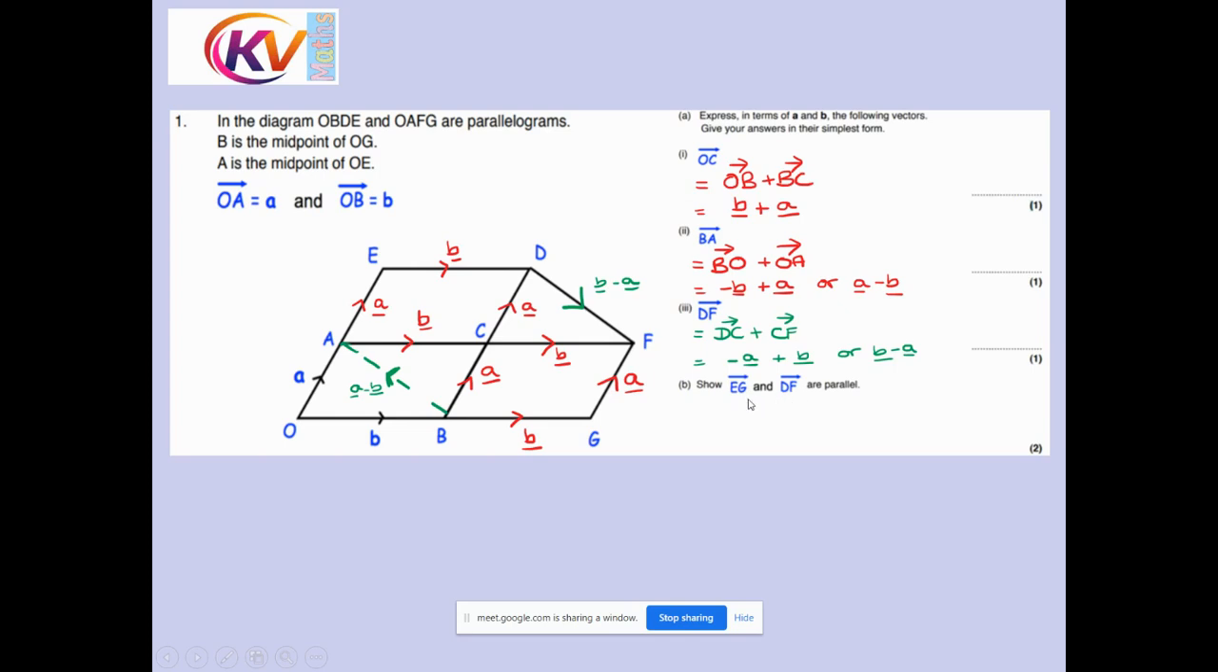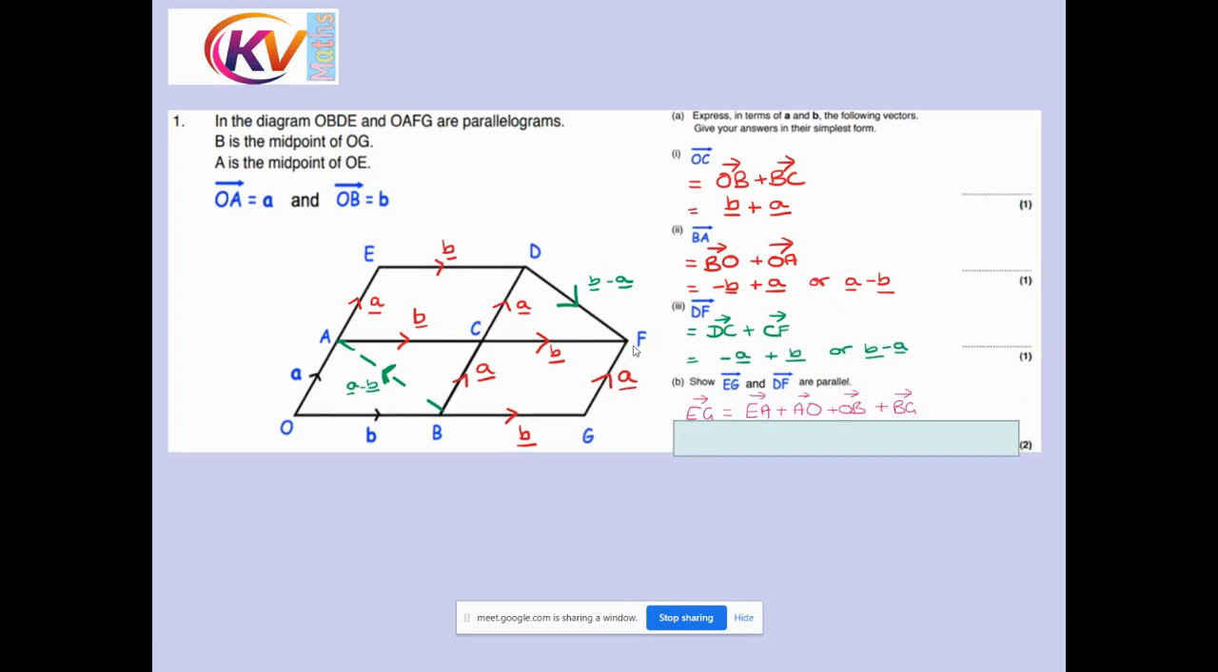So EG is going from here to here, so we need to figure out how we do that. And DF, which we've already worked out, so we know that one. If we start off by working out E to G, E to G is going from E to A, and then from A to O, and then from O to B, and B to G. Again, there are multiple ways of getting from E to G. You don't have to have gone that way. When you simplify it at the end, you will always get the same answer, providing you've done it correctly.